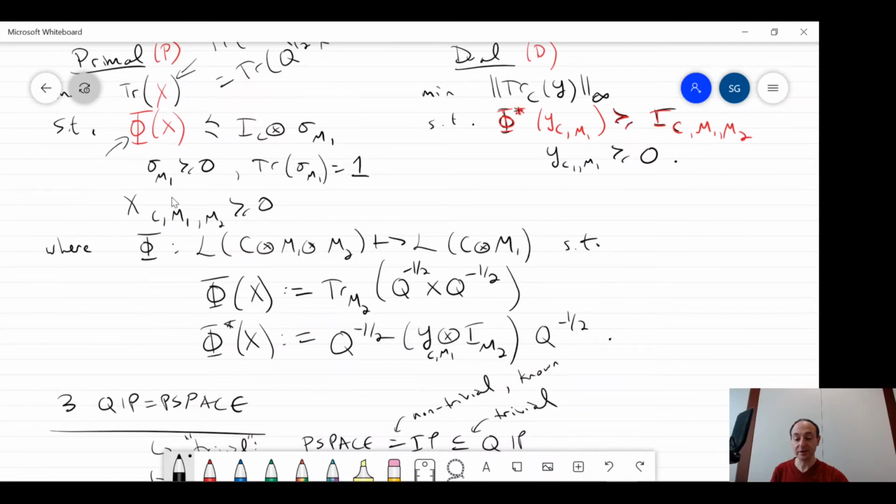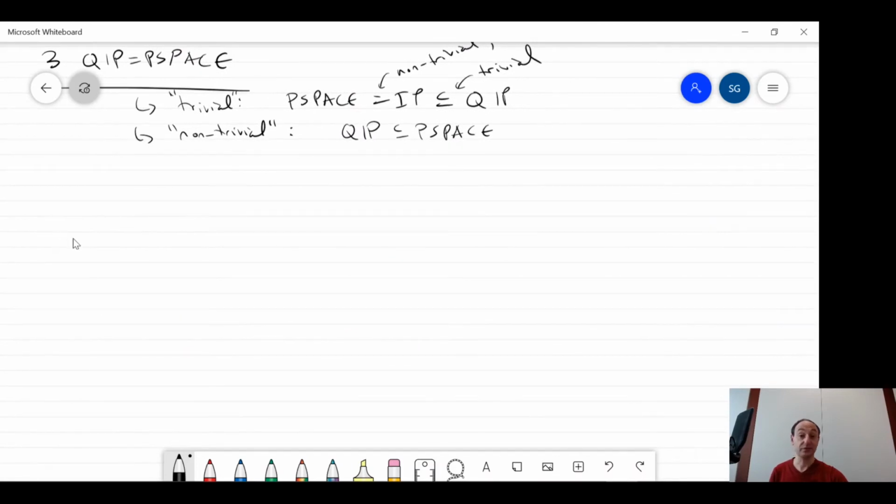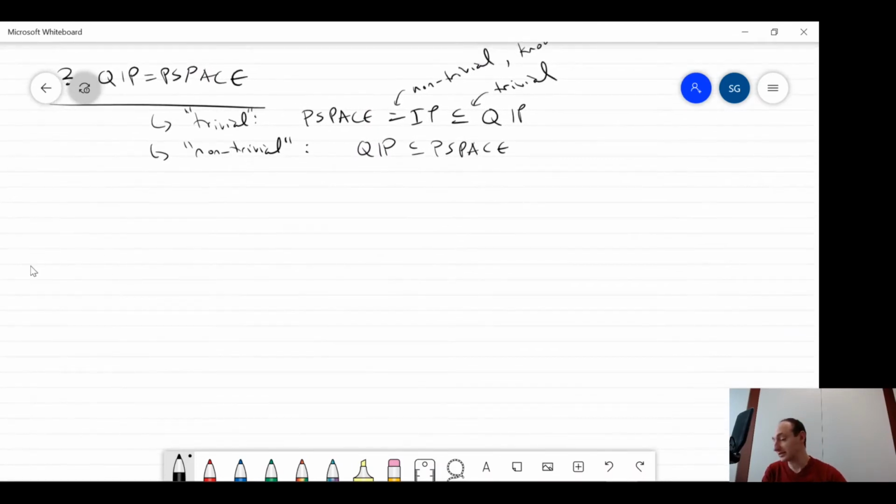So somehow you have to be clever. You have to solve this in some sort of succinct fashion. And you probably guessed that that's where multiplicative weights is going to come into play. Okay, but more on that in a second. Let me just say a bit of interpretation.